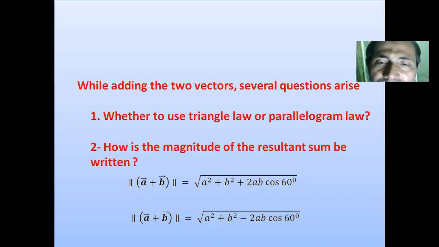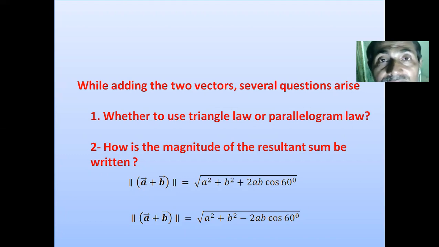Similarly, the second question: how is the magnitude of the resultant written? You have added the two vectors A and B. The sum A plus B has a certain magnitude. If you want to write the magnitude of the sum of the two vectors, how do you write the equation? Here, two versions of the equation are shown in the slide.